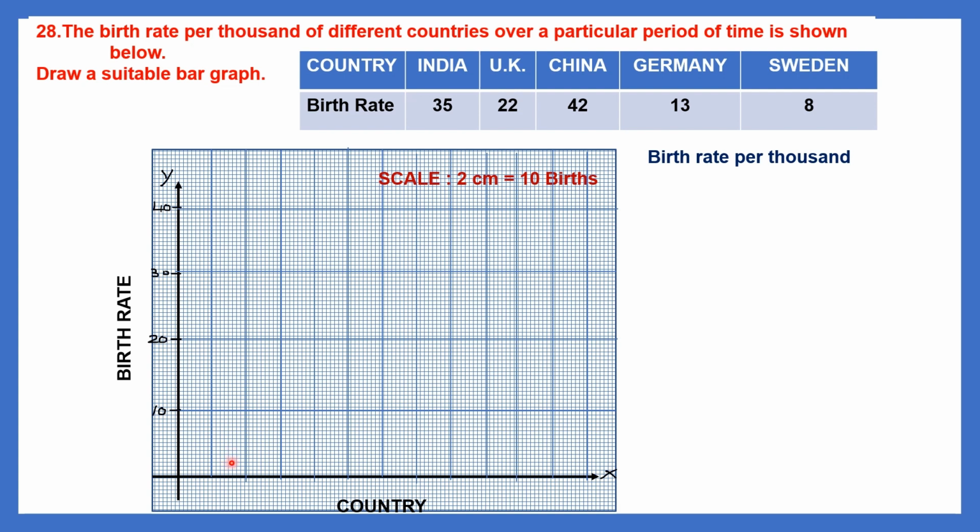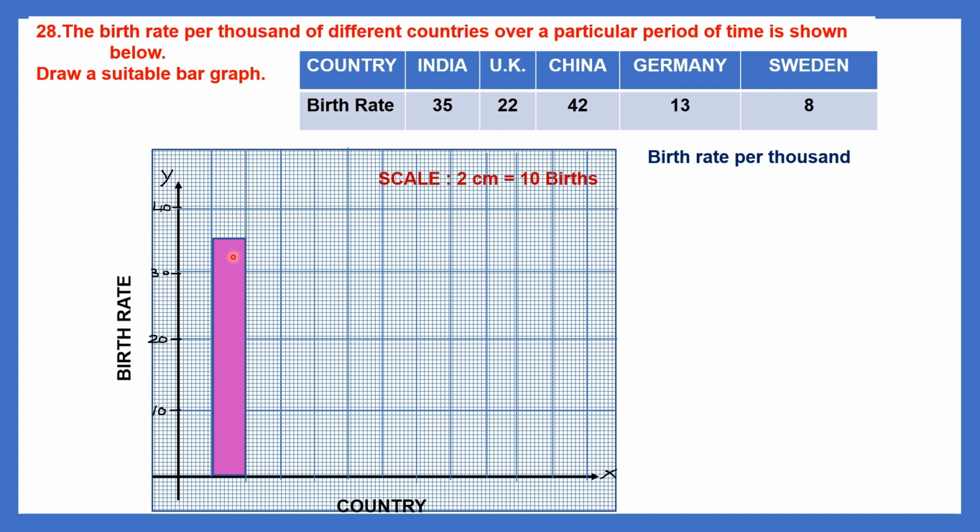So I'm going to draw the first bar here and it says 35. So I have to go all the way up to 30. So we have 30 here. So 35 will be in between 30 and 40, the halfway mark between 30 and 40. So let's draw the first bar. So we have a first bar here.